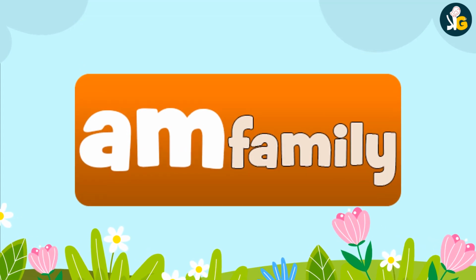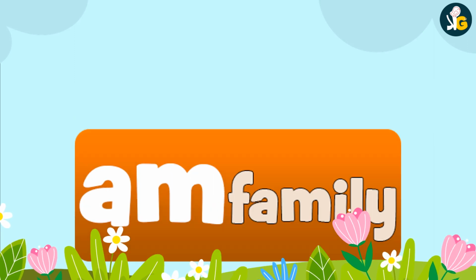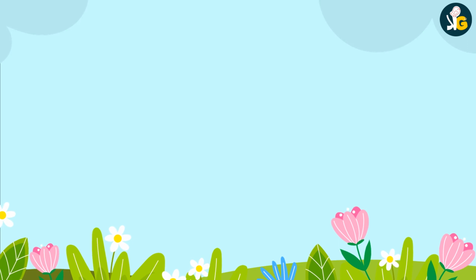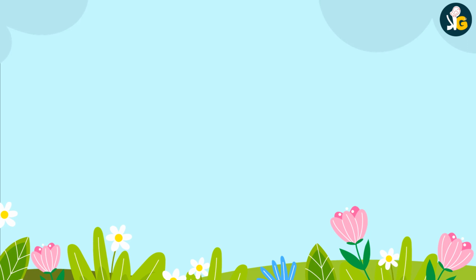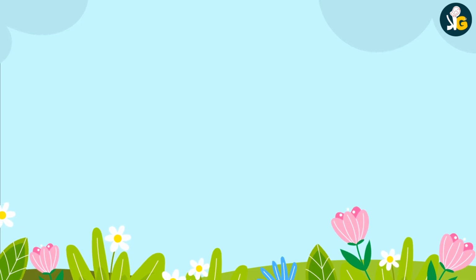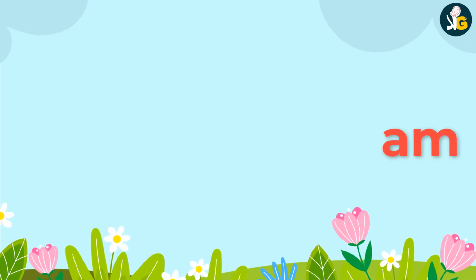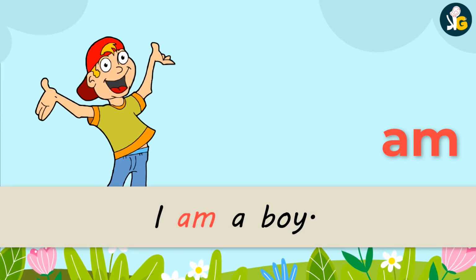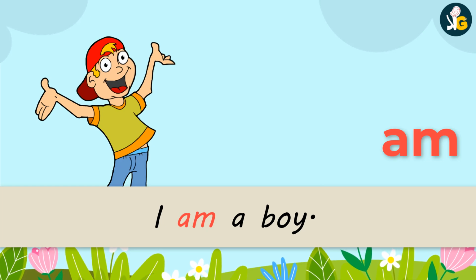Let's read word family of M. A, M. M. M word sound M. Let's start to read M words and sentences. A, M, M. I am a boy.